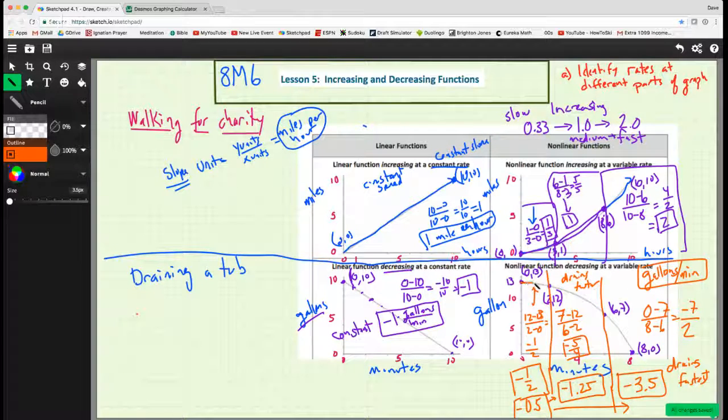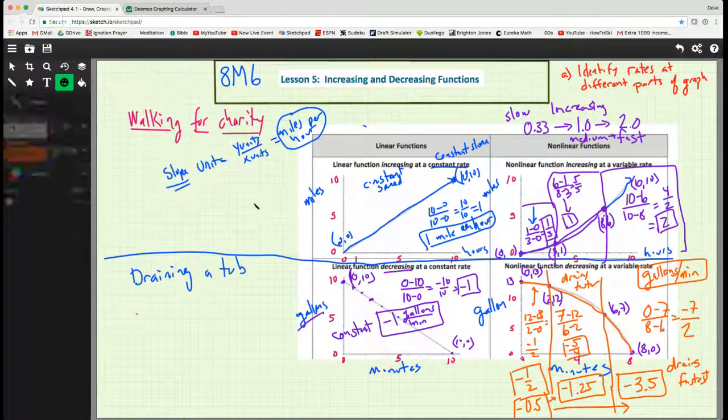So here, again, not very shallow, or not decreasing very fast. On average here, we're decreasing faster. Then over here, we're decreasing fastest. So because it's steeper, we drain faster. So that's the rule. We're increasing faster if the slope gets bigger, and we're decreasing faster if the slope gets bigger in a negative fashion. So that's what we're going to look at as we move forward.